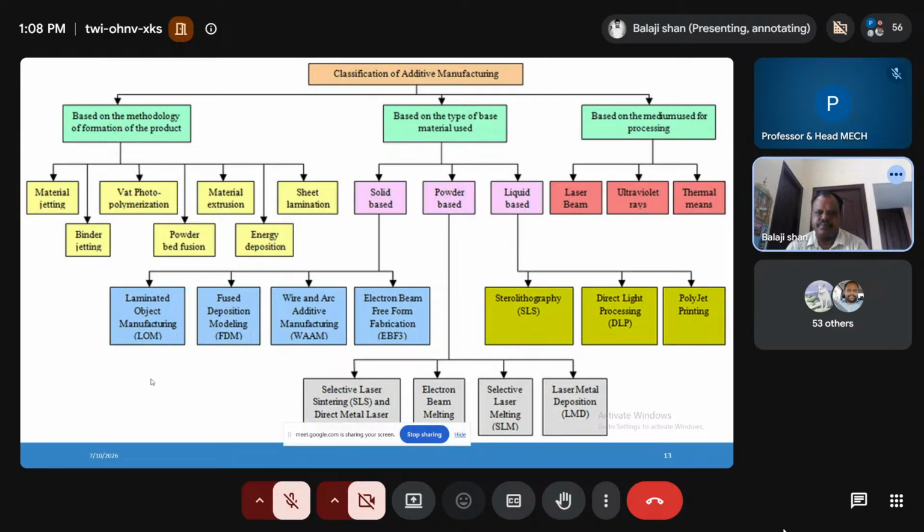Types of materials used: solid-based material, powder-based material, and liquid-based material. And the medium used for processing: laser beam, ultraviolet rays, or thermal rays.